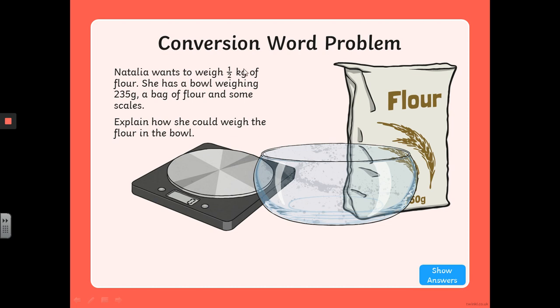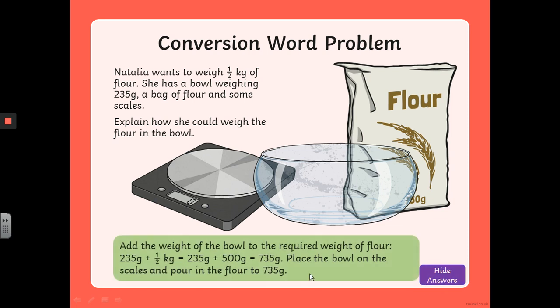Natalie wants to weigh half a kg of flour. She has a bowl weighing 235 grams. So this bowl weighs 235. A bag of flour and some scales. Explain how she could weigh the flour. So she would again put the bowl here. She already knows that it's 235 grams, and she wants to weigh half a kg of flour. So what will she do?